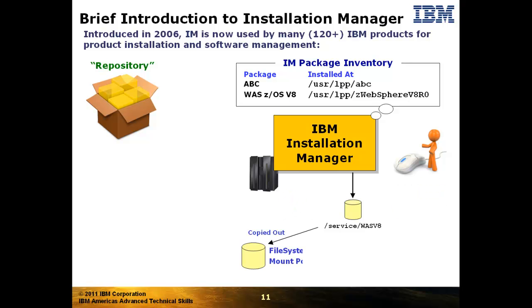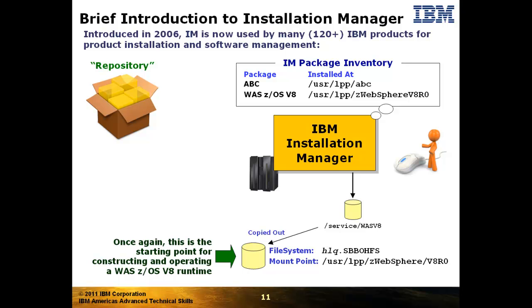That service copy is then copied out to the more typical mount point of /user/lpp/zwebsphere/v8r0. And once again, we have the SBBO HFS file system dataset, which is the starting point for the construct and run phase we said was the same in version 8 as it was in version 7.